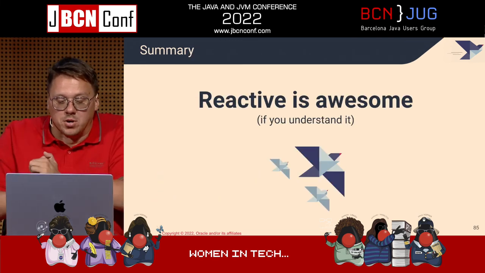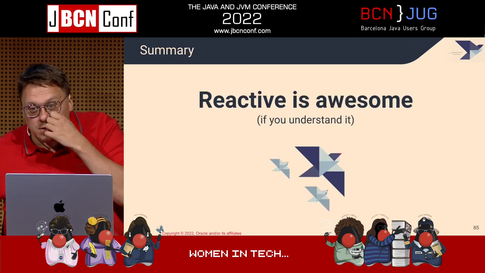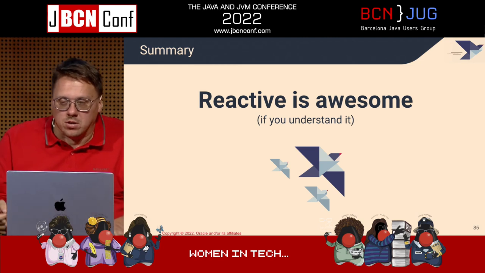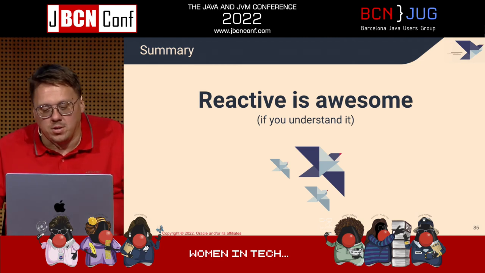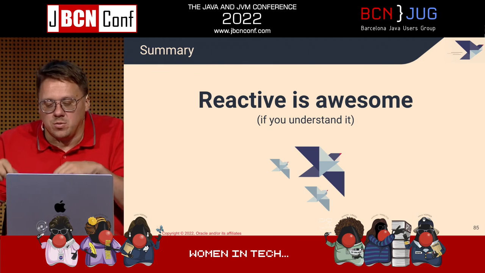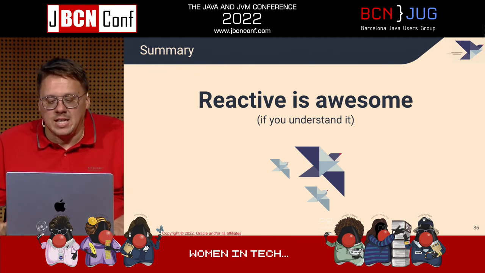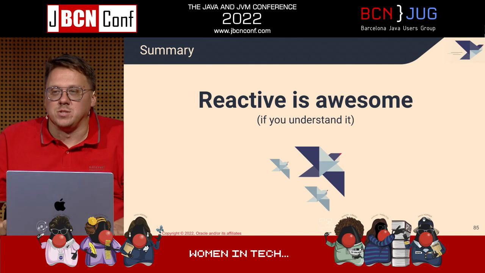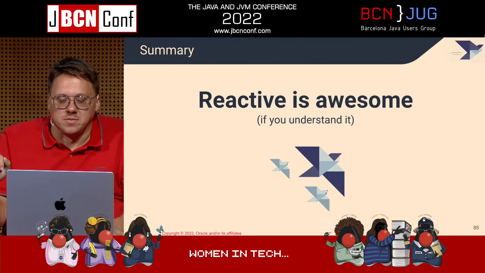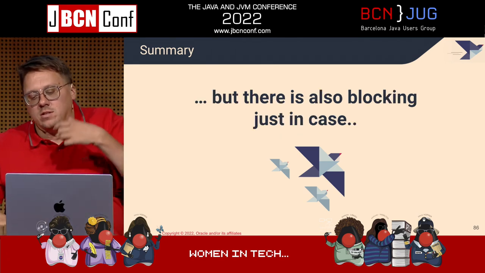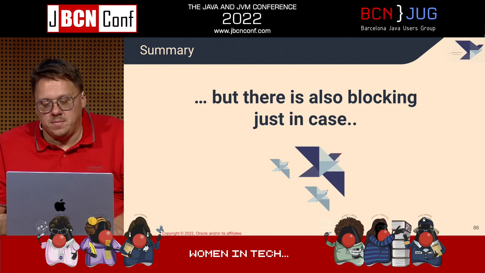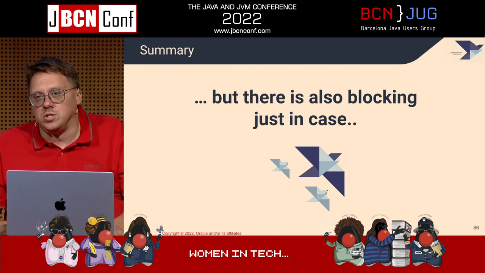So as a summary, reactive is awesome, once again. So we saw that rewriting your code in a reactive way, throwing away all this CDI magic, et cetera, can boost your performance in a maximum way. But you have to do everything reactive since then. If you don't want to do this, there is blocking and there is Loom, which is coming.